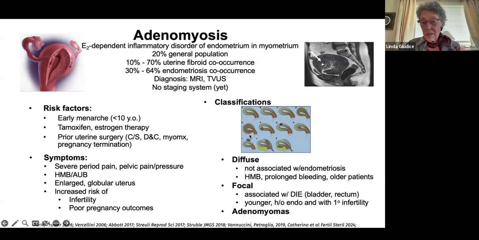The diffuse disease is not associated well with endometriosis and occurs more frequently with heavy menstrual bleeding and prolonged bleeding and more in older patients. Focal disease is associated with deep infiltrating endometriosis and in younger patients and those with a history of endo and with primary infertility. Now, this is what the textbooks say, but the more we learn, adeno is not always quite the case. So we need to keep our antennae up about adenomyosis and trying to get pregnant and staying pregnant.